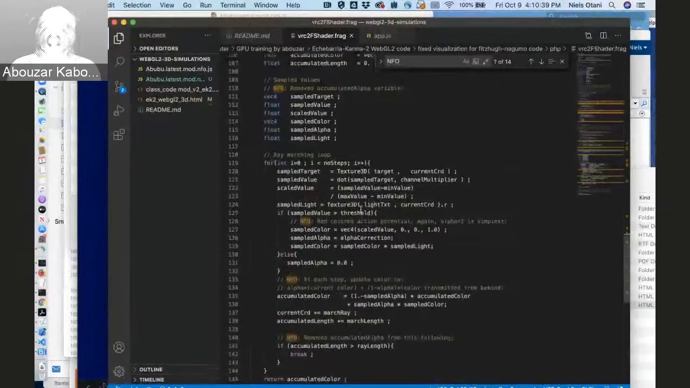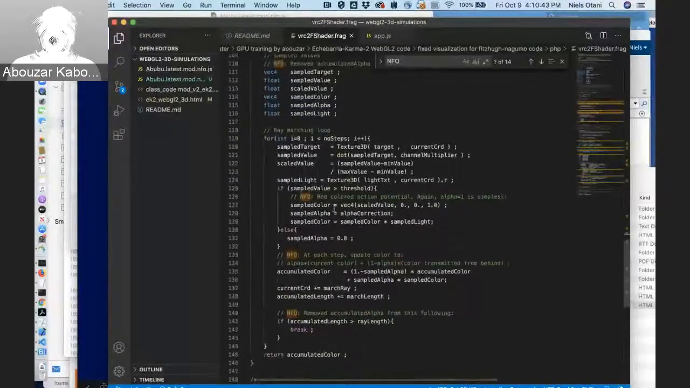Let's see, where did I put the filament part of it? I thought it should be in here.